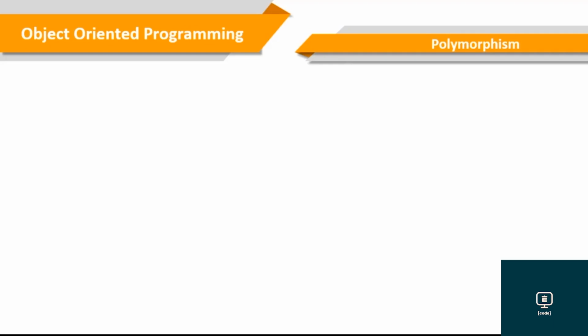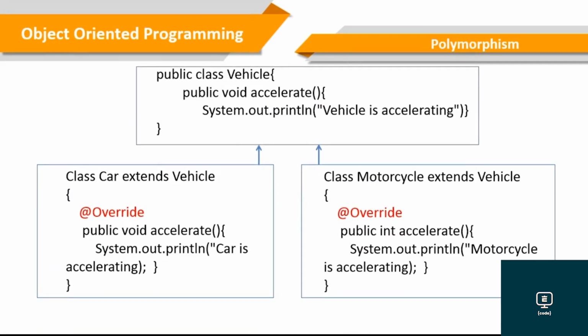Polymorphism. So polymorphism, because I promised I'd tell you about it, is used to perform a single action, but in different forms. So in Java, we have two types of polymorphism. The first one is static, and the second one is dynamic. So method overloading is an example of static polymorphism. Method overriding is an example of dynamic polymorphism. So in the slide here, you can see dynamic polymorphism. So for example, we have a vehicle superclass, and it has an accelerate method.